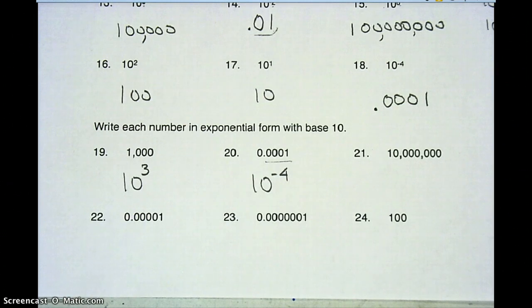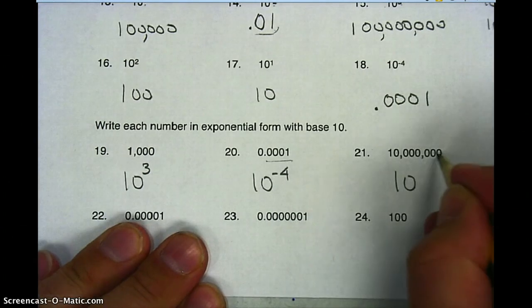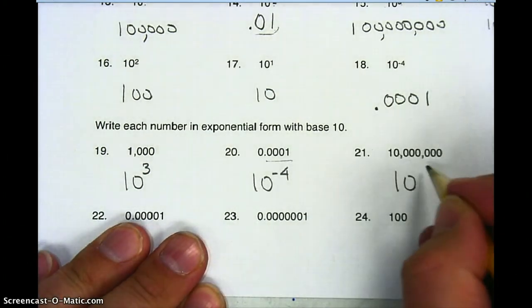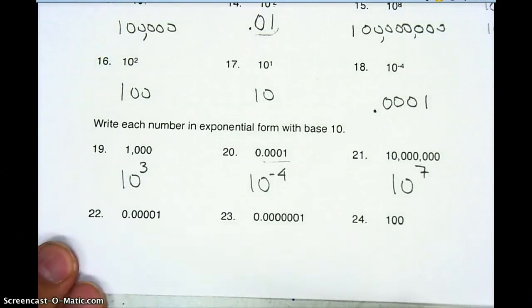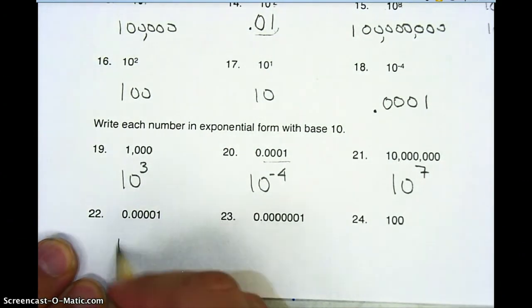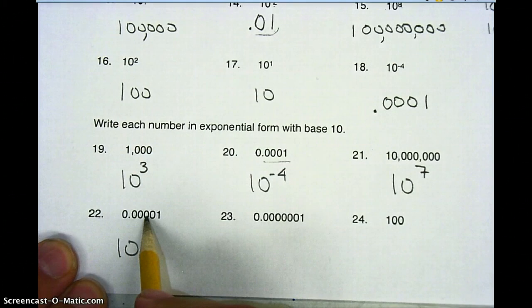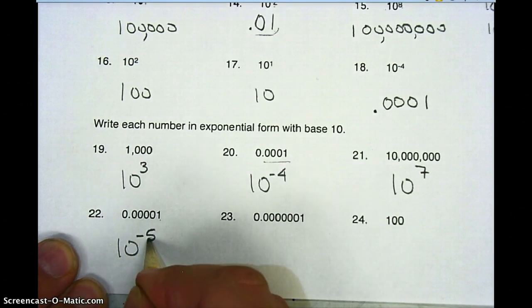Okay, let's see how you did. So big numbers, I just count the number of zeros. So this is going to be 10 to the 1, 2, 3, 4, 5, 6, 7. So it's going to be 10 to the 7th power. Small numbers, I count the number of numbers to the right of the decimal point. So this is going to be 10 to the 1, 2, 3, 4, 5. So it's 10 to the negative 5th.